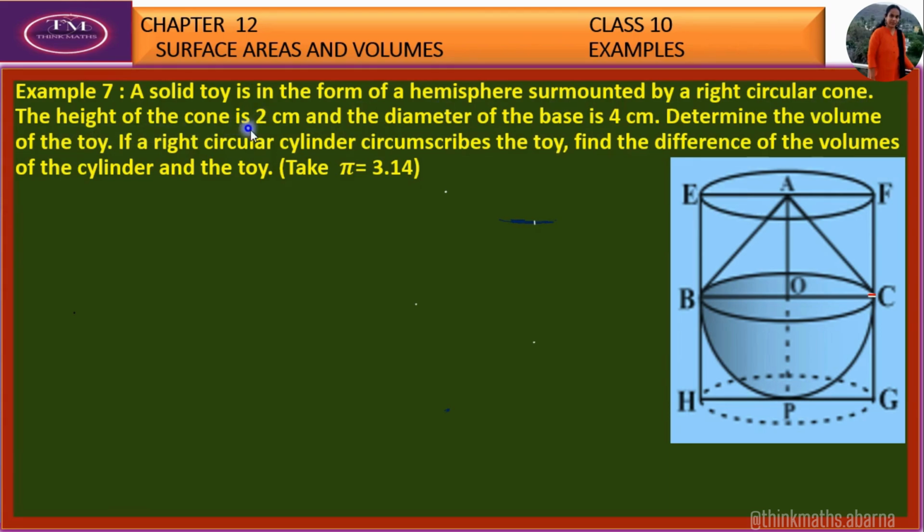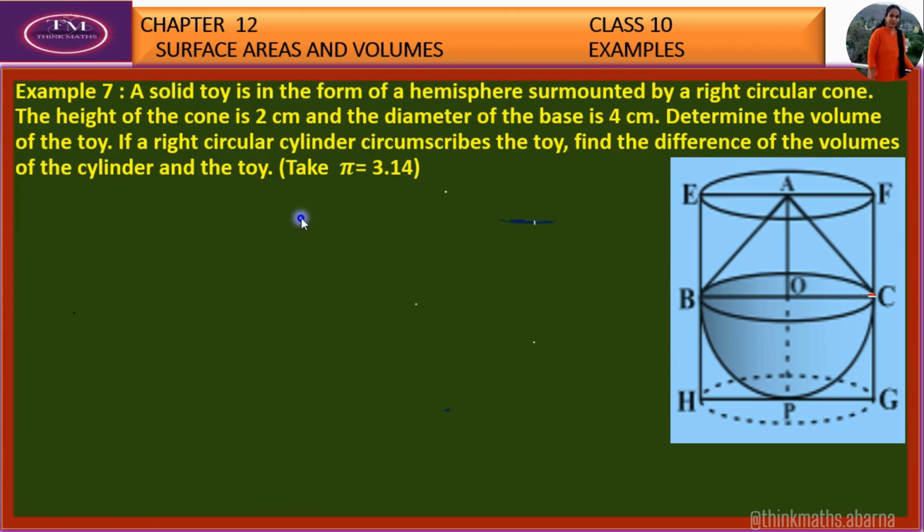The height of the cone is 2 centimeter and the diameter of the base is 4 centimeter. Determine the volume of the toy. If a right circular cylinder circumscribes the toy, find the difference of the volume of the cylinder and the toy.